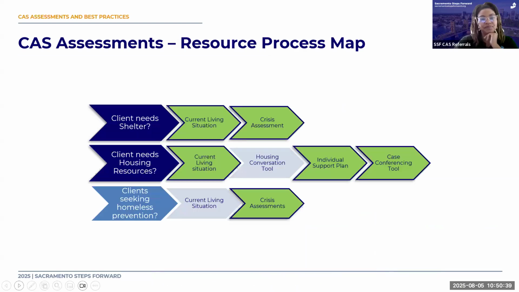Okay, next slide. So just a quick map here, the CAS assessment resource map. Just a simple question, does your client need shelter? Then the assessments you should be doing are a current living situation and a crisis assessment. If the client needs housing resources, you should be doing a current living situation, a housing conversation tool, an individual support plan, and a case conferencing tool. And lastly, if clients are seeking homeless prevention, then you would be doing a current living situation and then a crisis assessment. So as a quick map of what my client needs, these are the assessments that you would use. Next slide.